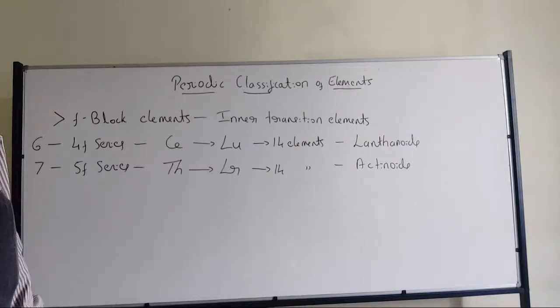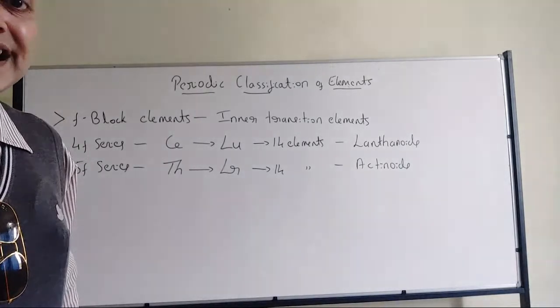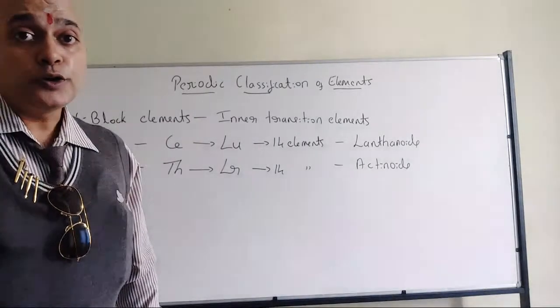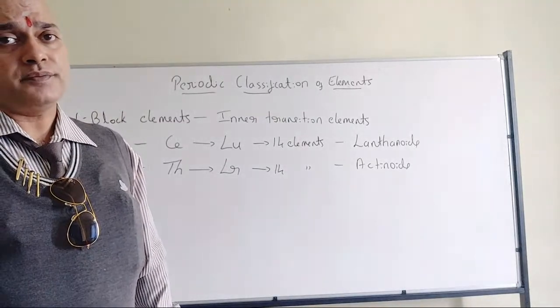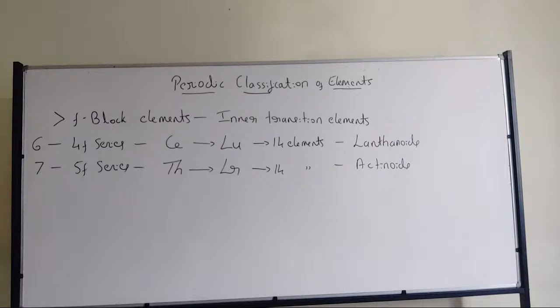Okay? So no question of groups because F block elements are sandwiched between group 3 and group 4. That's why we have periods, no columns or groups for F block elements.